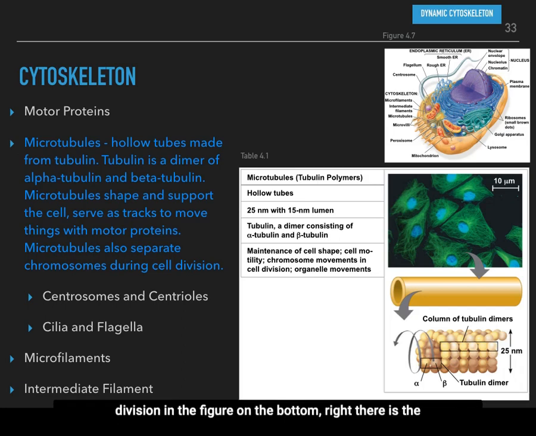In the figure on the bottom right, there is a microscopy image of an animal cell stained for tubulin. There's also a drawing of the hollow tube of tubulin, as well as the alpha and beta dimers that make up the hollow tube.